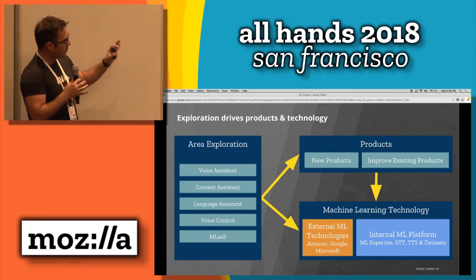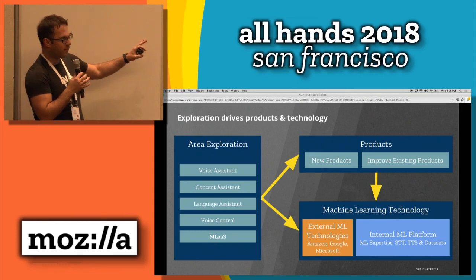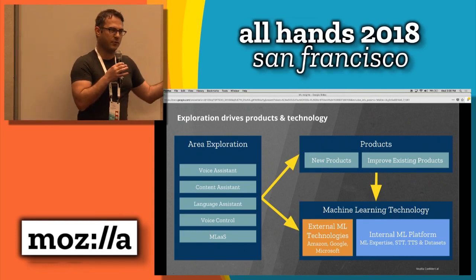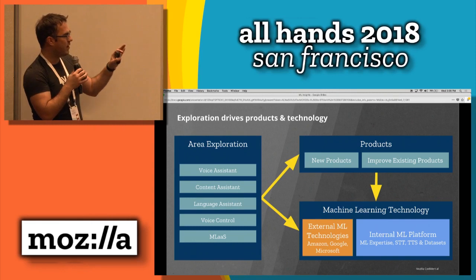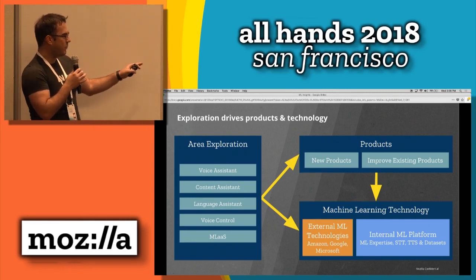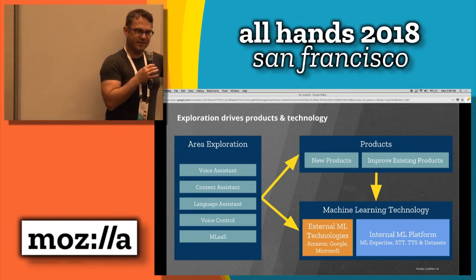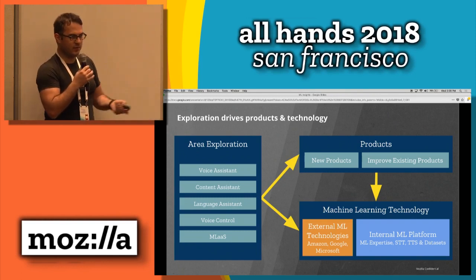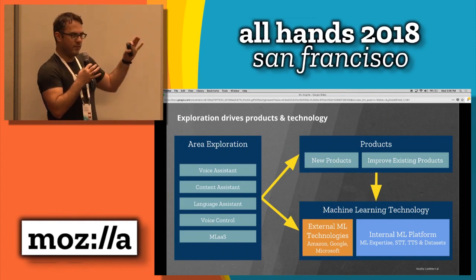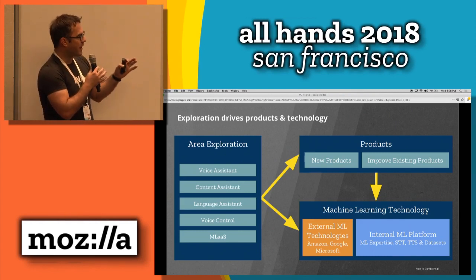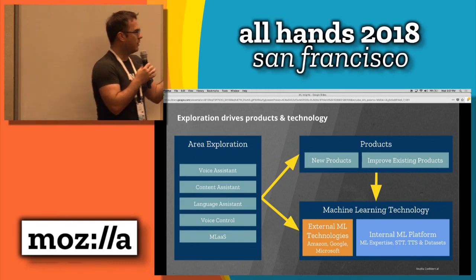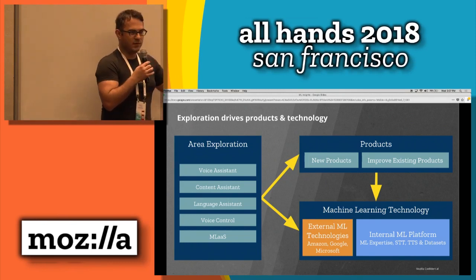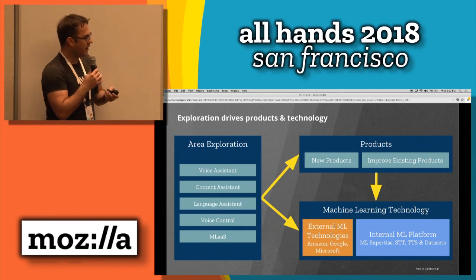In this vein, we're looking at 5 different areas of product exploration around machine learning. One is in the area of voice assistance, and I'll talk about that in a second. The others are content assistance and language assistance, and this is a slightly different definition from what people typically mean by language assistance. The other is voice control, and lastly, machine learning as a service. These 5 areas are guiding us along a path of exploring new products. There are new products we can build, but there are also opportunities to improve existing products that we have.